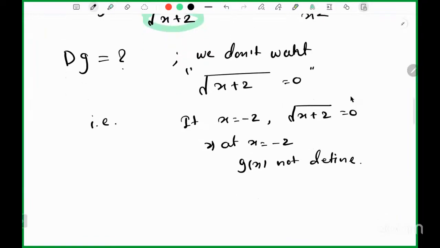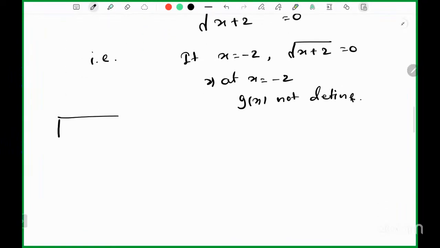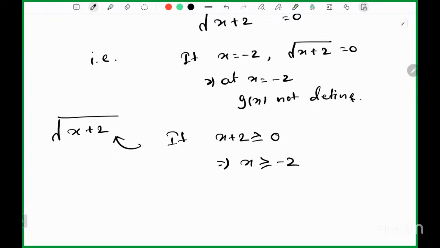And the other thing is we have the square root of x plus 2. Right? So where the square root is not defined, that is when x plus 2 is less than 0. So we want x plus 2 to be greater than or equal to 0. That means we want x to be greater than or equal to -2. But we also remove the point x equal to -2. So the domain of the function g is actually the open interval -2 to infinity.